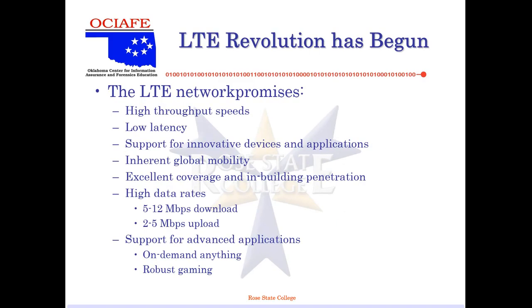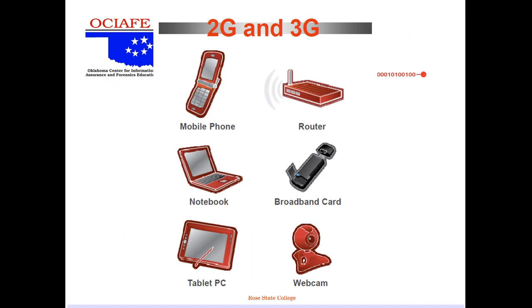The LTE network promises higher throughput, low latency, and global mobility. You're going to have 5 to 12 megabits download, 2 to 5 megabits upload. So you can see a drastic difference between 2G and 3G versus LTE. Here are some of the 2G devices: your flip phones, notebooks, tablets, webcams, broadband cards. Those were what was popular with 2G, 3G.